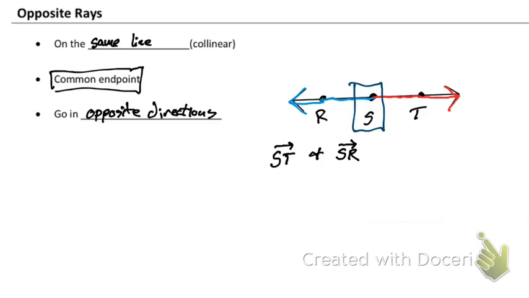I get the slight confusion. We don't write it like this. We don't write it like that. It kind of looks weird. We always start with our endpoint. Our endpoint is S, and we go to the next letter. I know it's different than what's above it, but that's how we write it. So we have ST and SR are opposite rays.